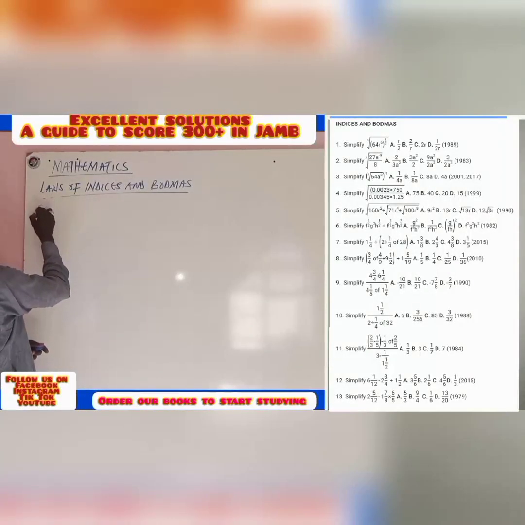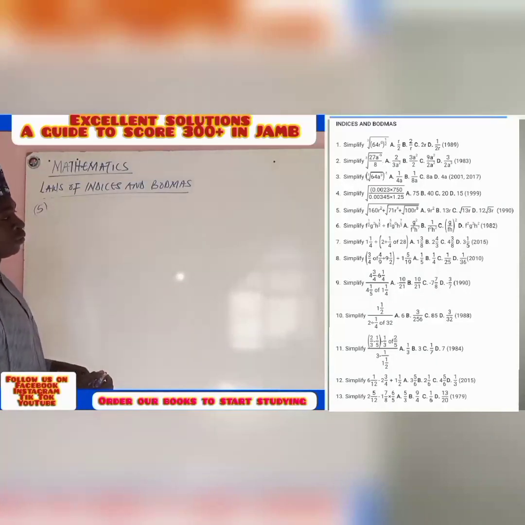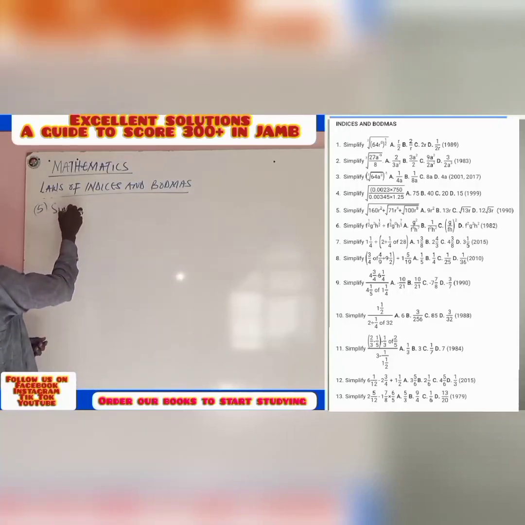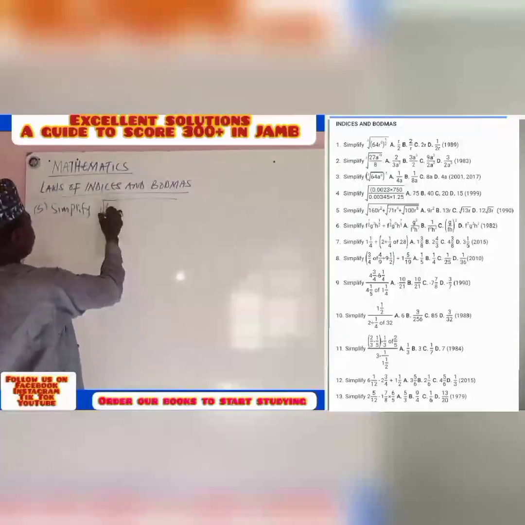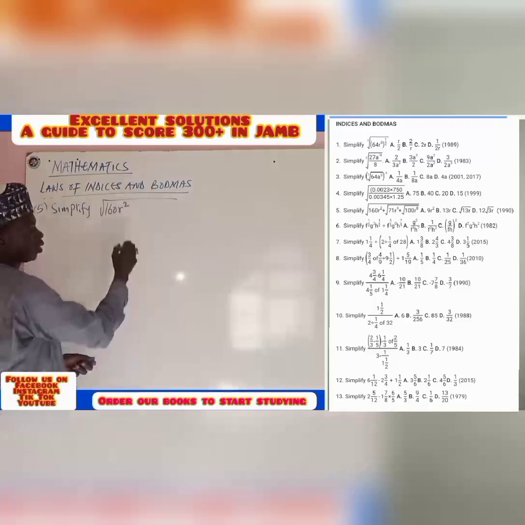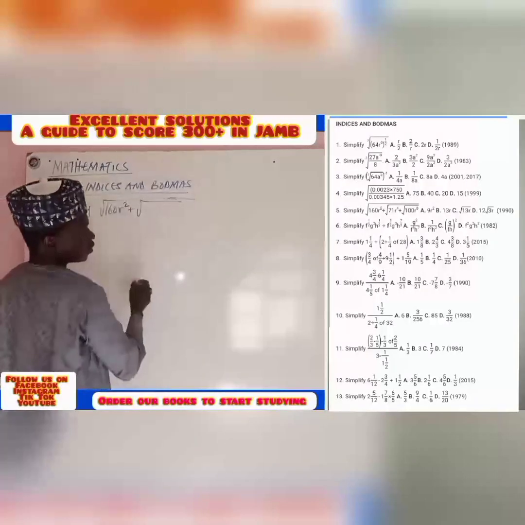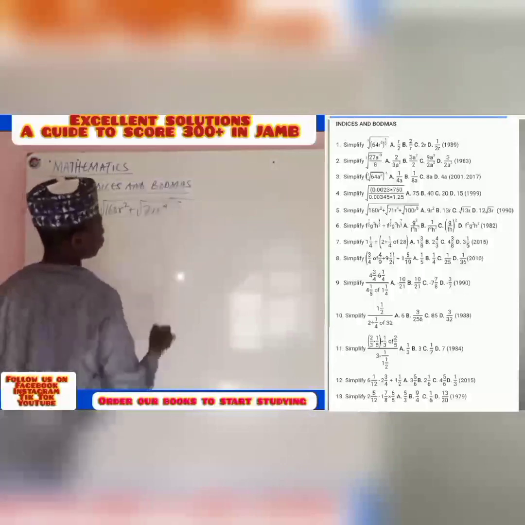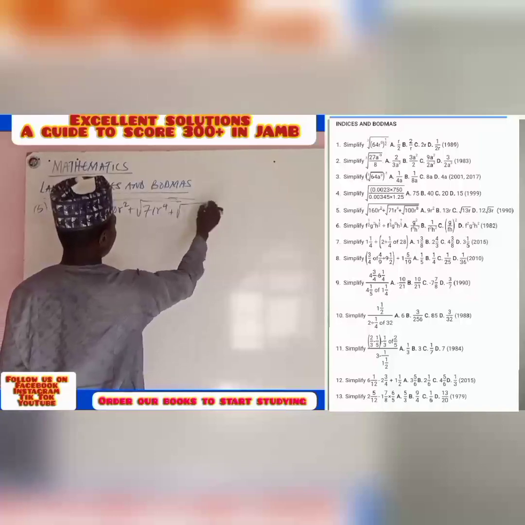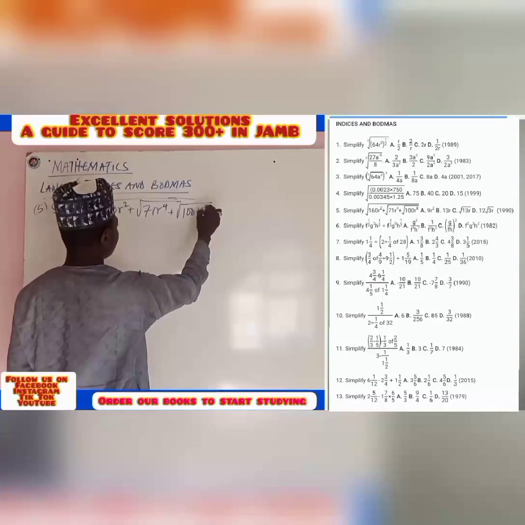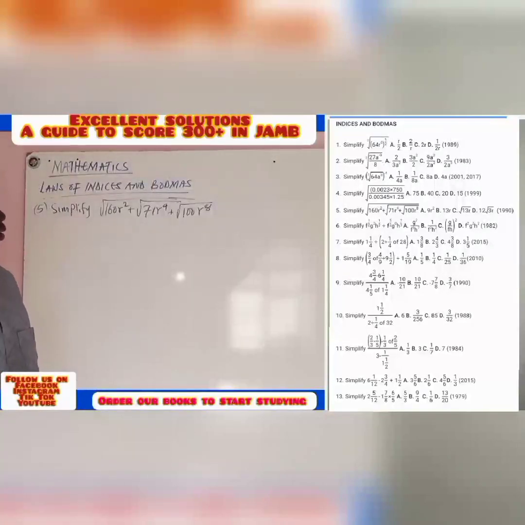So our next question is Question 5. Question 5 says simplify square root of 160r square plus 71r to the power of 4 plus square root of 100r to the power of 8. Yes, correct. And this question is a question of 1990.